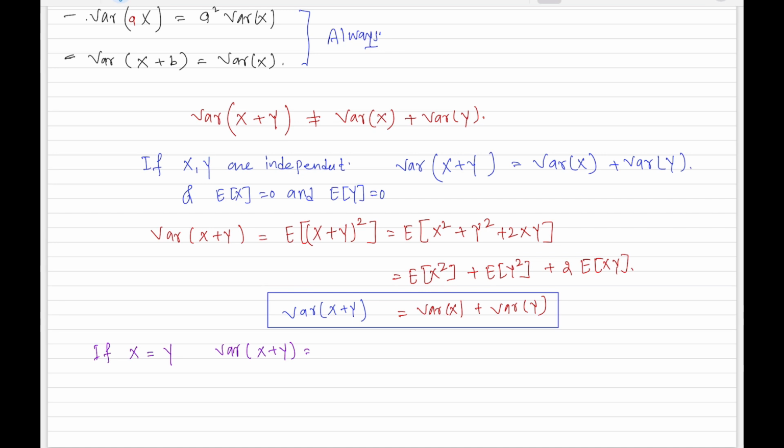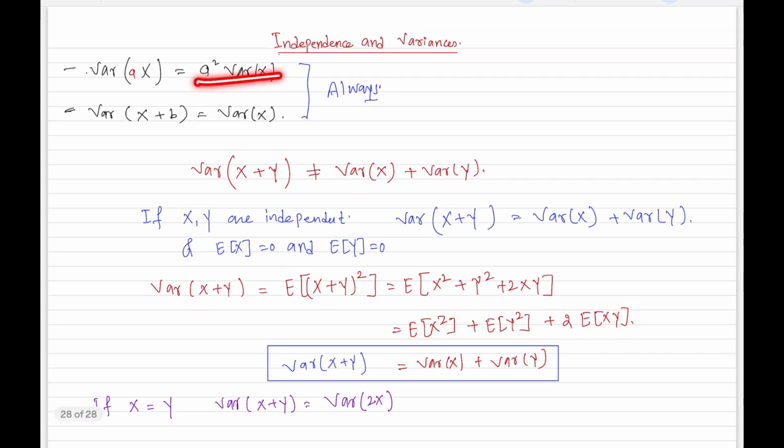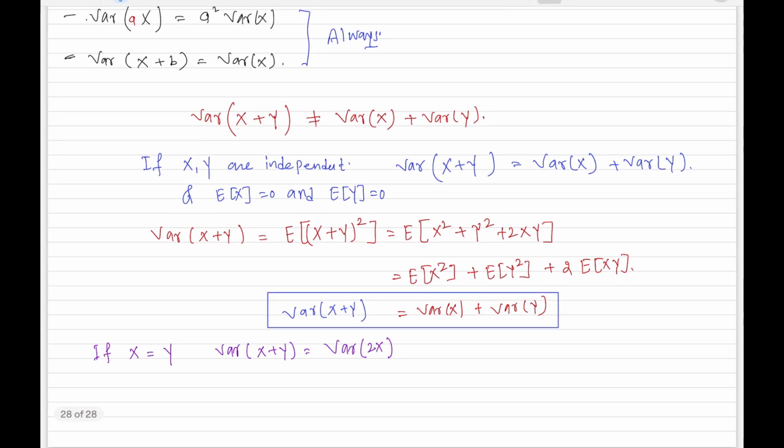But if you try to find the variance of this, then that will be equal to the variance of 2 times the random variable X. You can make use of this property, that will always be true. So that will be 4 times the variance of the random variable X.